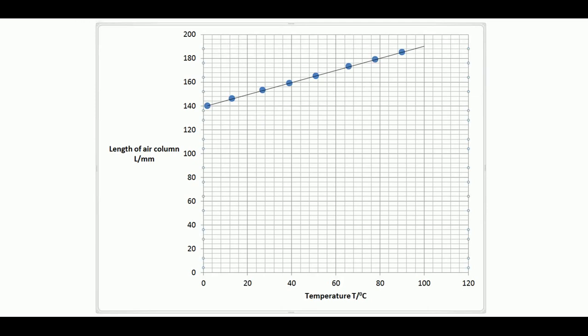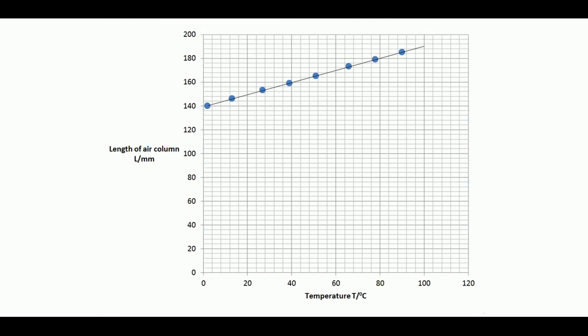All right, so we have length of air column on the vertical axis, the y-axis. Make sure you label the y-axis as length of air column, and make sure you provide a unit. The unit in this case is millimeter. On the x-axis, we have temperature, and the unit is degrees Celsius. So when we plot the data, we get a straight line. So we know that we have a linear relationship.